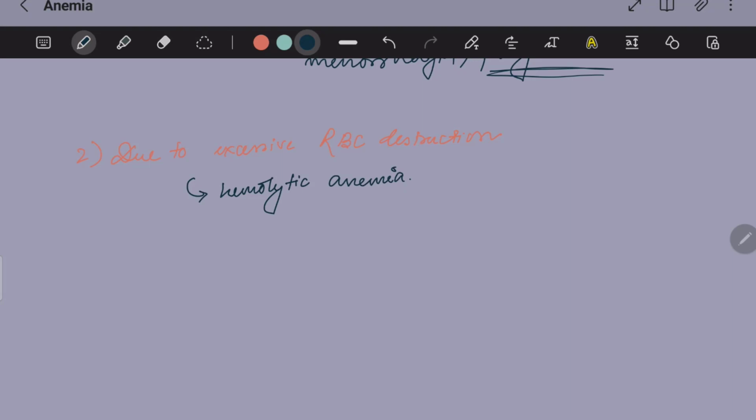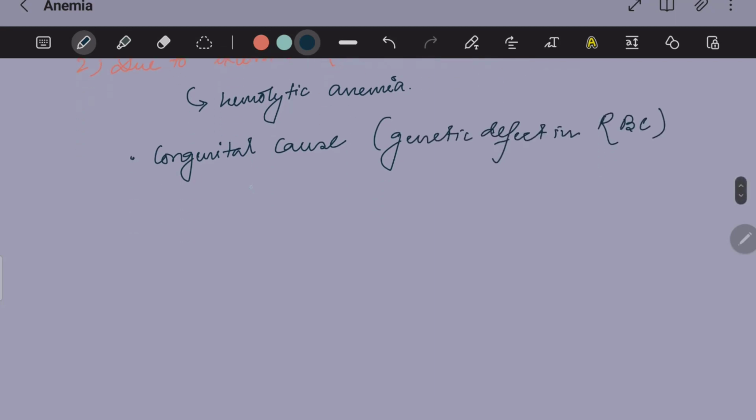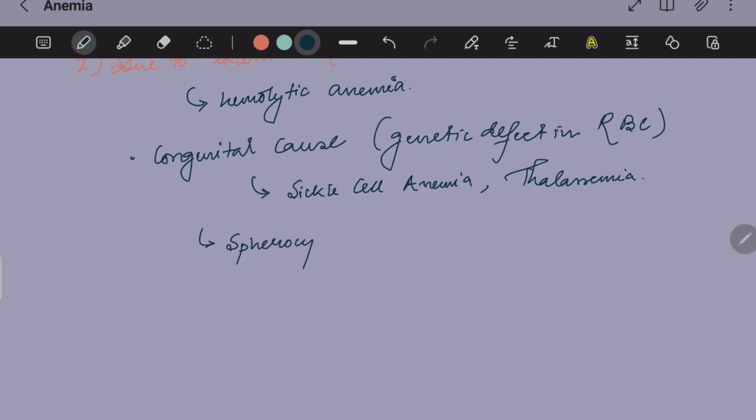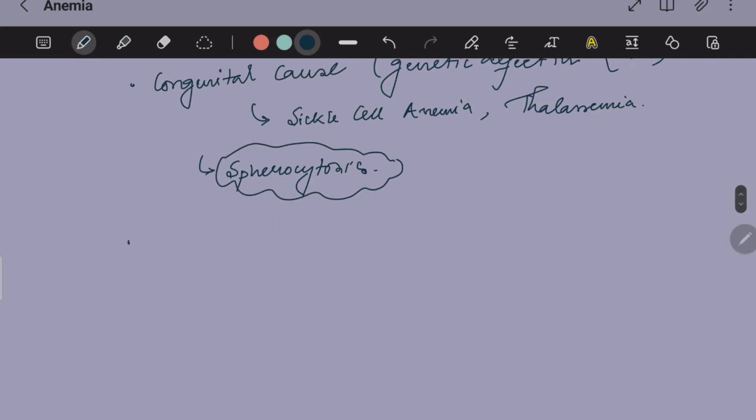Hemolytic anemia can be due to some congenital cause, that is genetic defect in RBC. For example, in case of sickle cell anemia, thalassemia, etc. It can also be caused due to spherocytosis, which is basically sphere-shaped RBC. Second, it can be some acquired cause, for example, in case of malaria. Malarial parasite stays within the RBCs during its life cycle, and there is excessive destruction of RBCs.